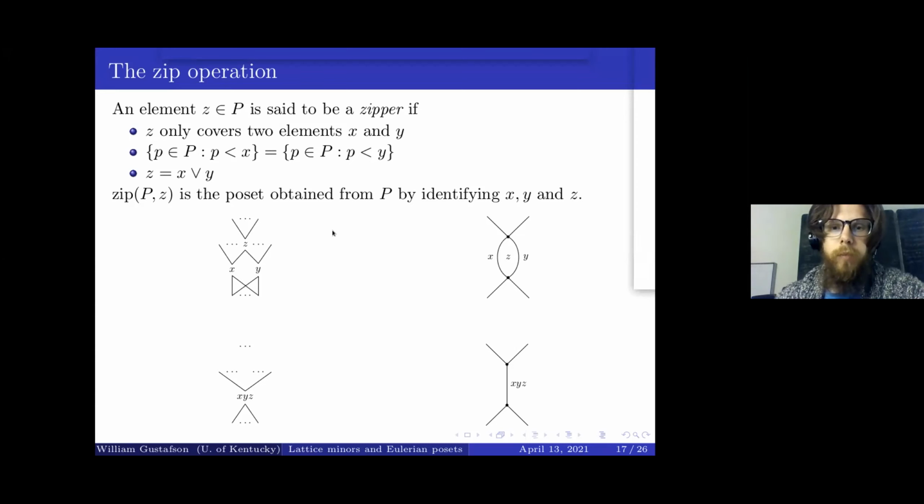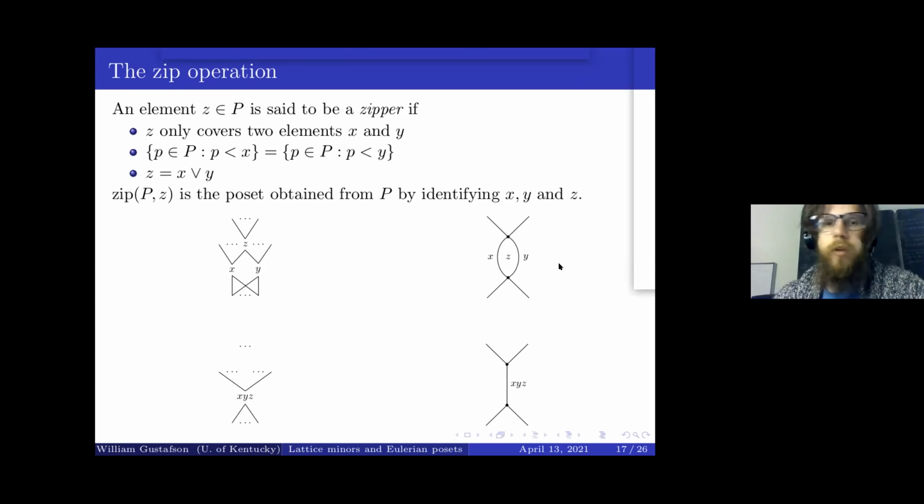Okay, so here are some pictures illustrating that. On the left here, this is what a zipper looks like in the Hasse diagram. And then in the zip poset, that's what the Hasse diagram will look like. We identified those 3 elements. And then on the right, if your poset was a CW poset, this is what it looks like geometrically, on the complex.